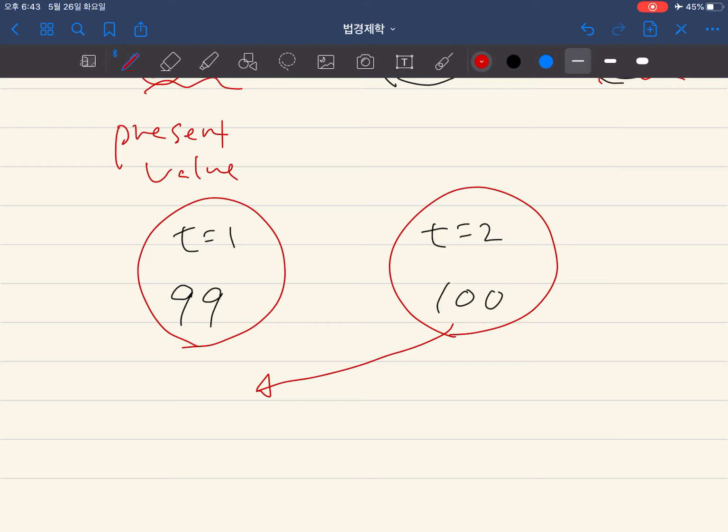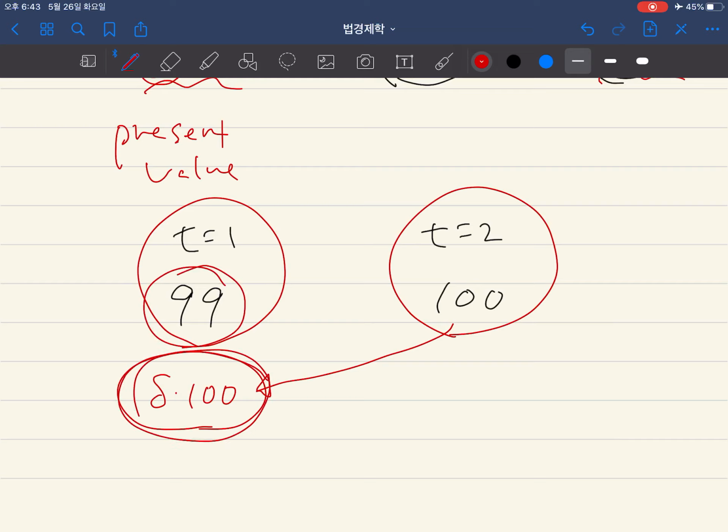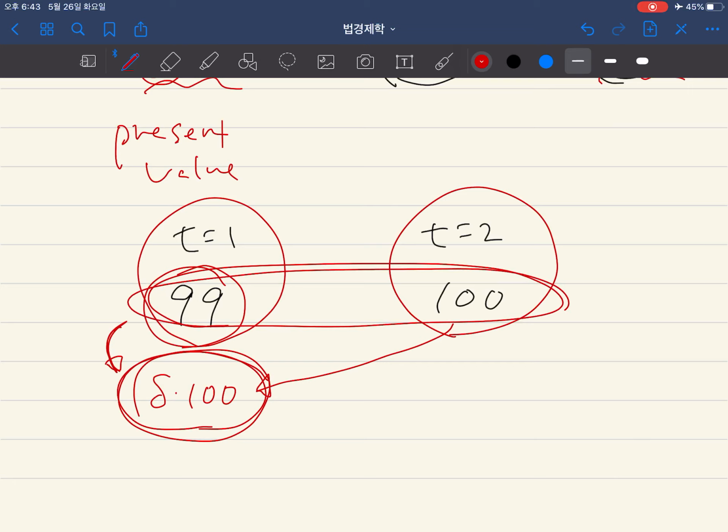So if you want to do that, multiply the discount factor by tomorrow's money, then this value is now the present value. So 99 and delta times 100, these two are expressed in today's terms. So now you can directly compare nominal values. But before you calculate present value, you cannot just compare these two because they are expressed in different time periods.